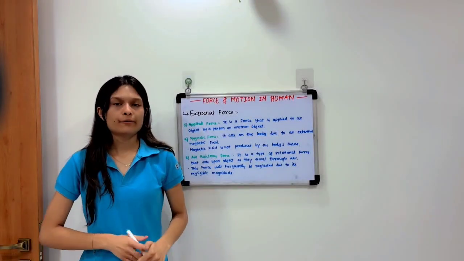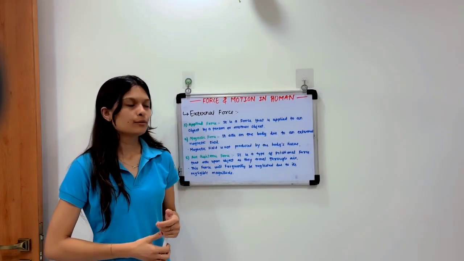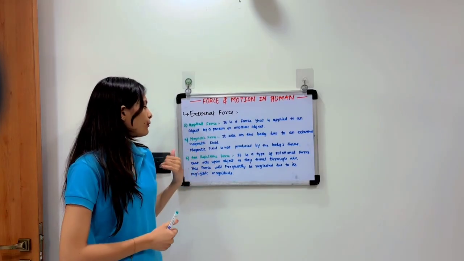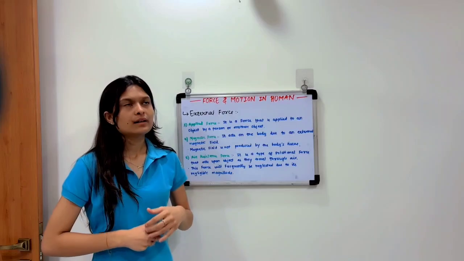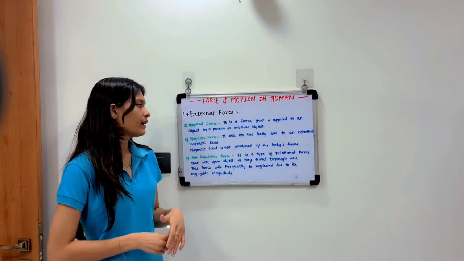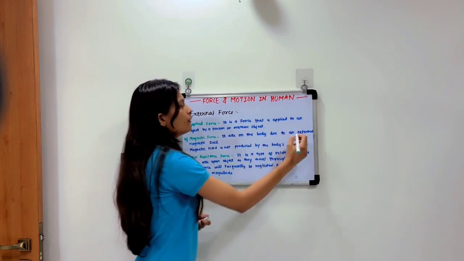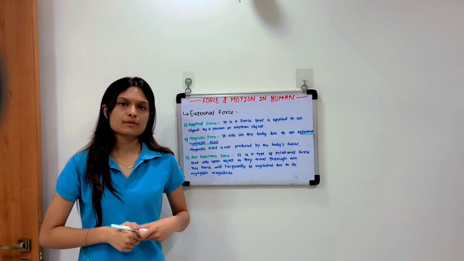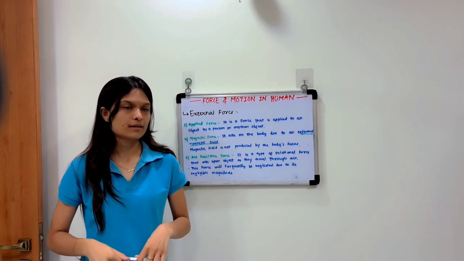Third one is applied force. It is a force that is applied to an object by a person or another person. For example, we can say a therapist applying resistance during an exercise. Fourth one is magnetic force. It acts on the body due to an external magnetic field. While the magnetic field is not produced by the body's tissue, so it is an external force.